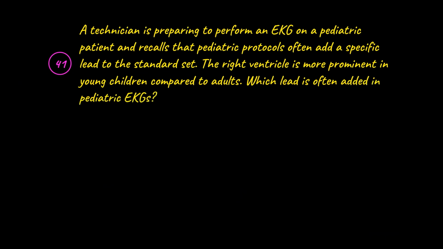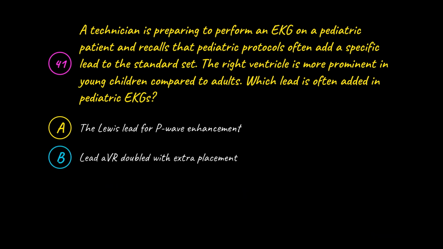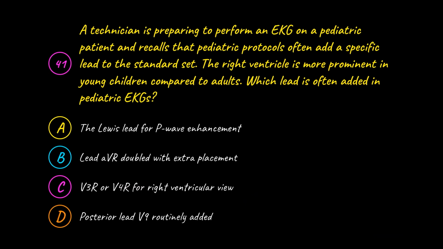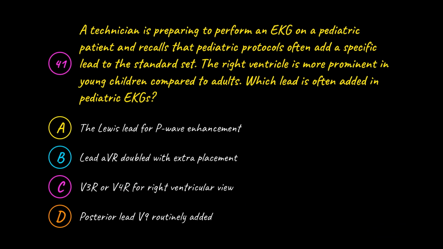Your options are A. The Lewis lead for P wave enhancement. B. Lead AVR doubled with extra placement. C. V3R or V4R for right ventricular view. D. Posterior lead V9 routinely added. Which one is it? Pause the video if you need more time.